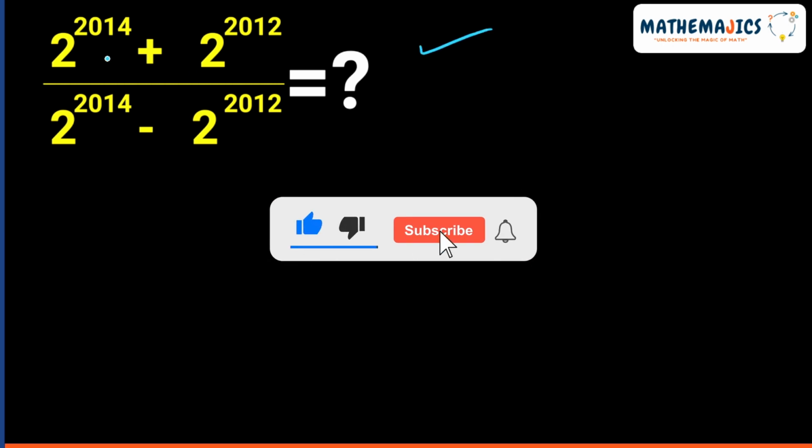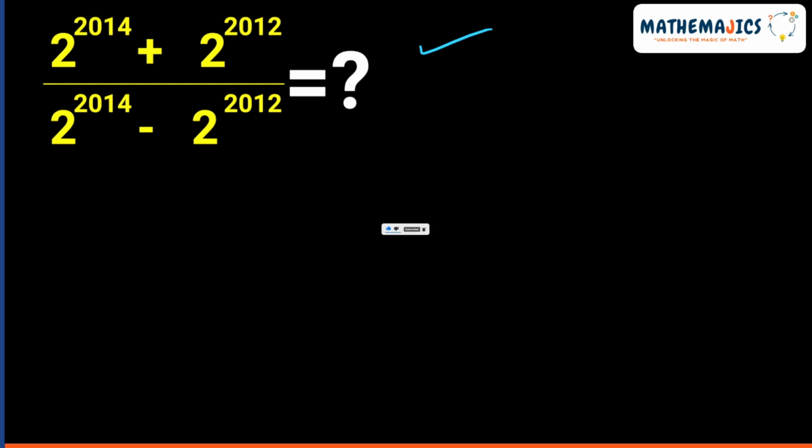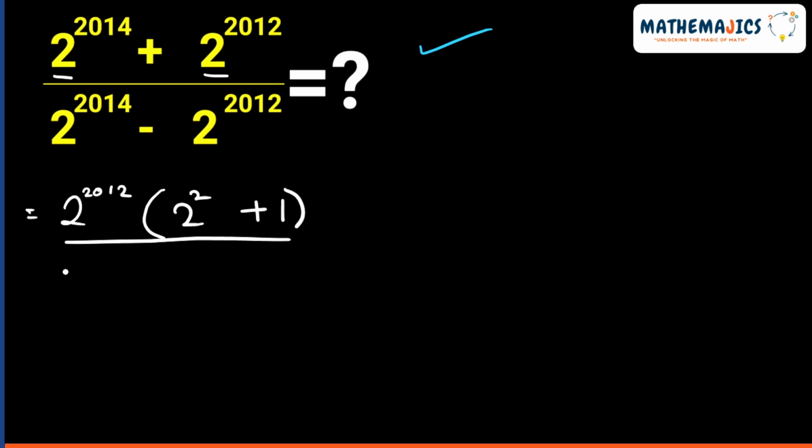So we have this interesting question of exponents with us today. So let's see how we can solve this. Out of these two terms, we can take 2 raised to power 2012 common, correct? And we will be left with 2 raised to power 2 plus 1. Similarly, in the denominator, we can again take 2 raised to power 2012 common, and we will be left with 2 raised to power 2 minus 1.